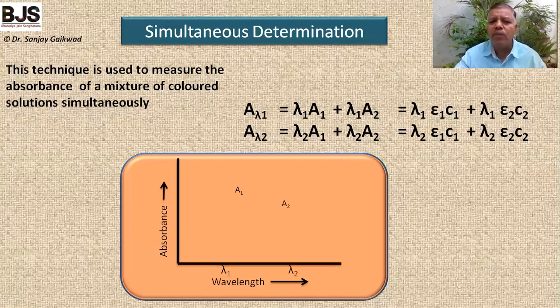Now if you plot the graph, it is observed that for the first component, this is A1, the absorbance for the first component at lambda 1. It is a higher value, but at lambda 2 it is a lower value. But when we observe the second component at both the wavelengths and measure the absorbance, for the second component the absorbance at lambda 1 is very low as compared to that at lambda 2. And therefore, these are the two absorbances measured independently.